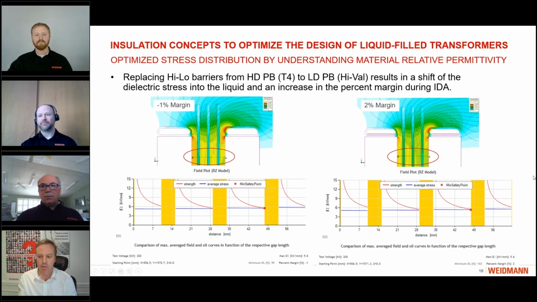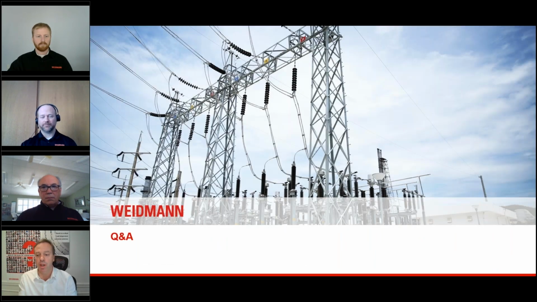Question about the use of paper by manufacturers. After Weidmann produces our paper, it's exported to a variety of manufacturers who control the installation process. Do we have any recommendations on how an end user may be able to determine that the insulation materials are applied correctly in the transformer design?